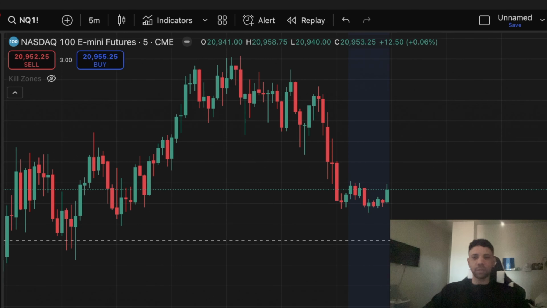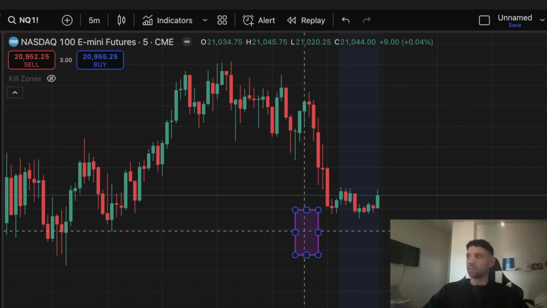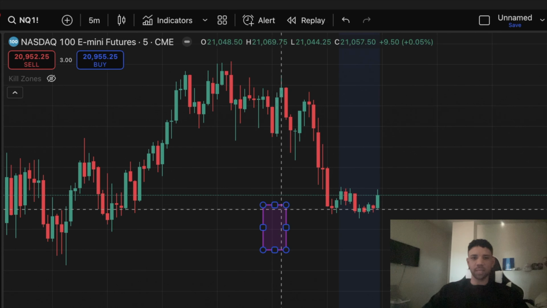First of all, in order to read a candlestick, you've got to understand the two parts of a candlestick. Now with a candlestick, can you guys see this? Oh, no, it's in the wrong area. Hold up one sec. Technical difficulties. How do I drag it? There we go.